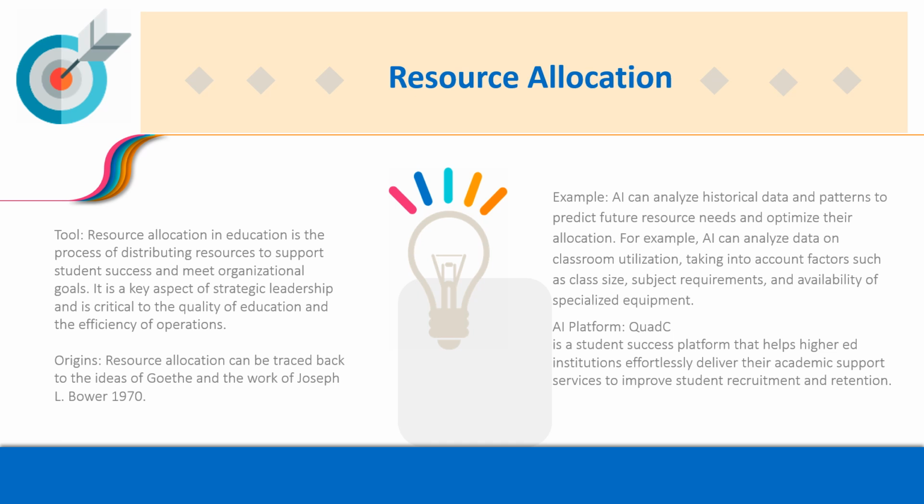that is critical to the quality of education and efficiency of operation. The example for the classroom is AI can analyze historical data and patterns to predict future resource needs and optimize their allocation. For example, AI can analyze data on the classroom utilization, taking into account factors such as class size, subject requirements, and availability of specialized equipment.